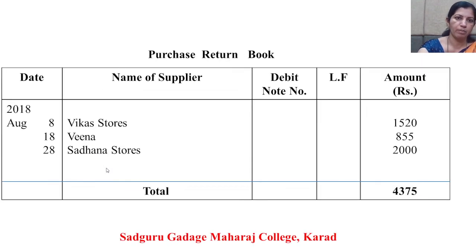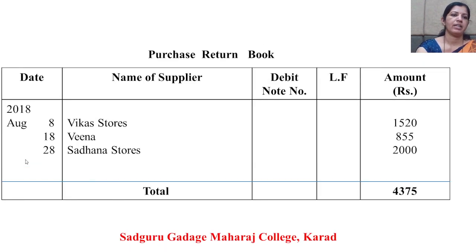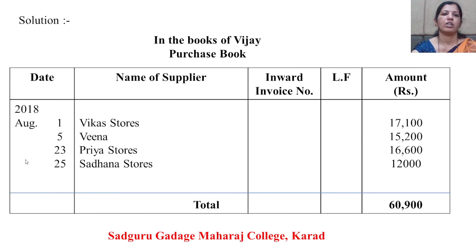That's why in a journal proper, see date year August 2018, date 31st, we purchased furniture. Furniture comes in, that's why furniture account debit to art furniture works account value 30,000 debit, 30,000 credit. Narration being purchased furniture for office use. This is our last transaction. Now closing and balancing of these books.